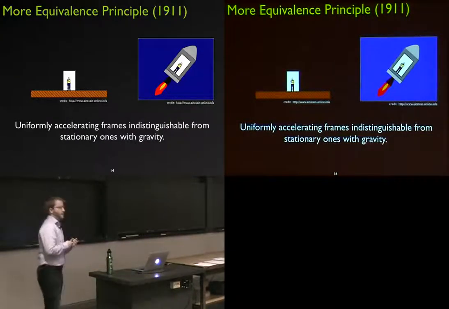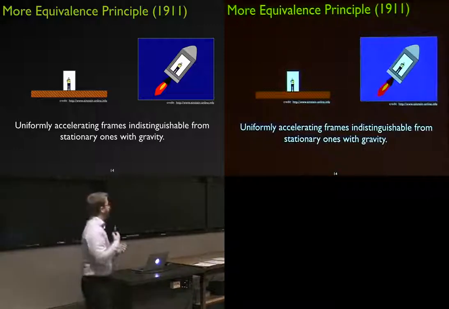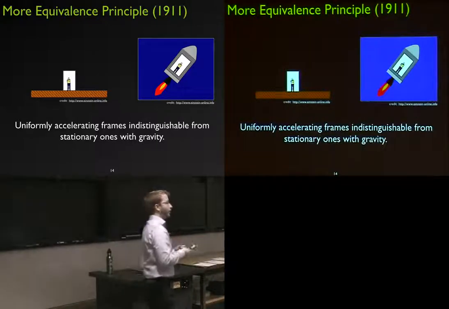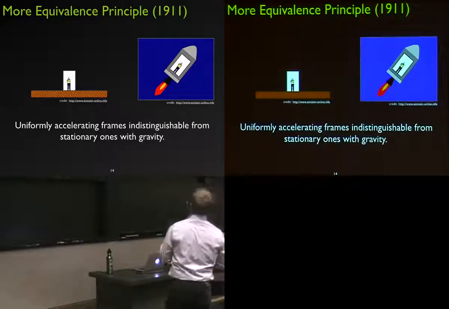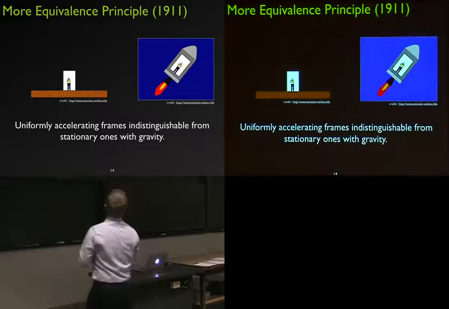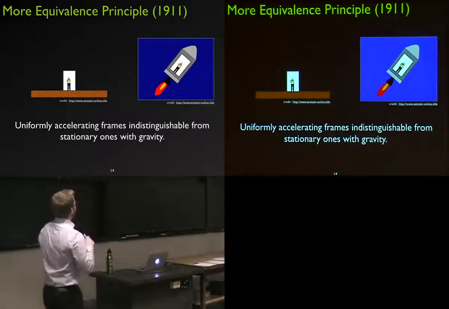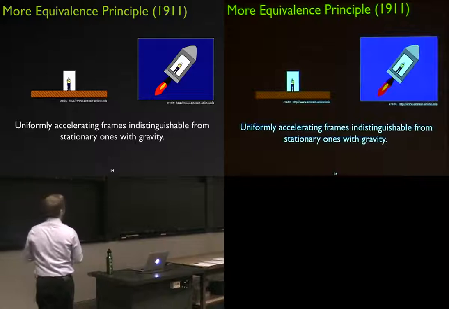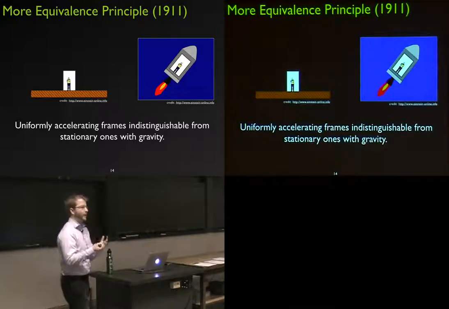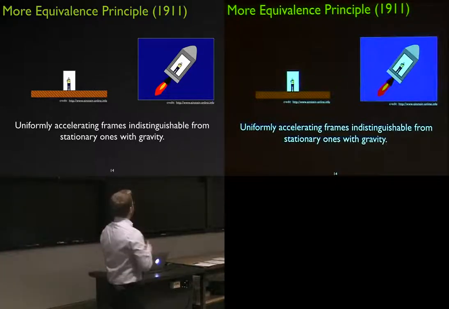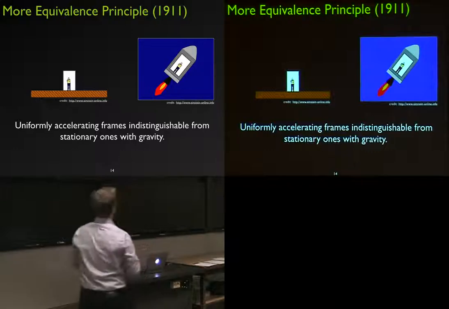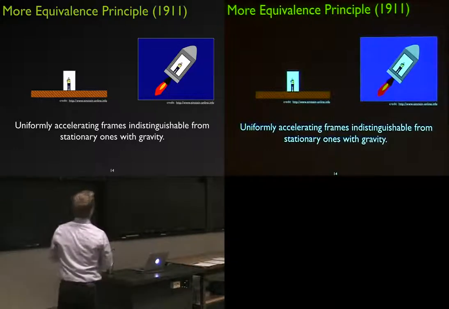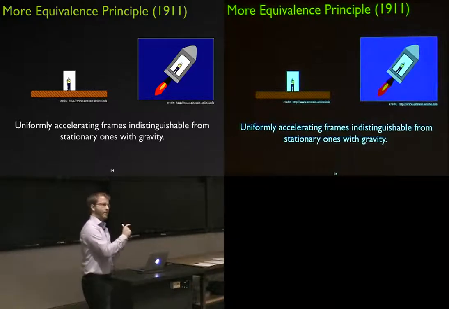So the equivalence principle was the 1911 paper that starts to continue that notion of the equivalence principle for gravity. And he made the jump that not only were freely falling things in an inertial frame, but that uniformly accelerating things are indistinguishable from stationary ones in a gravitational field.